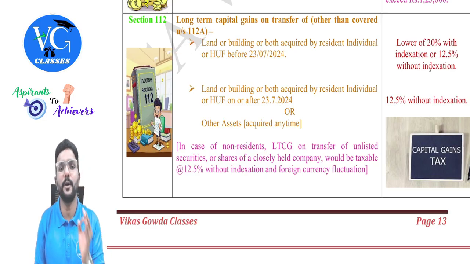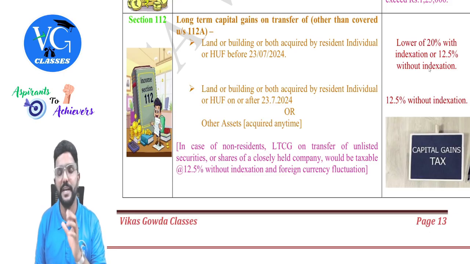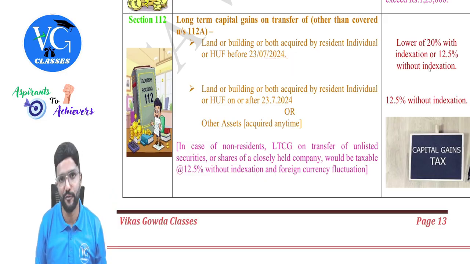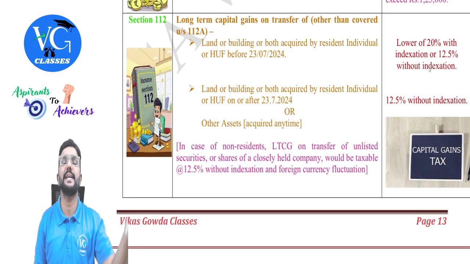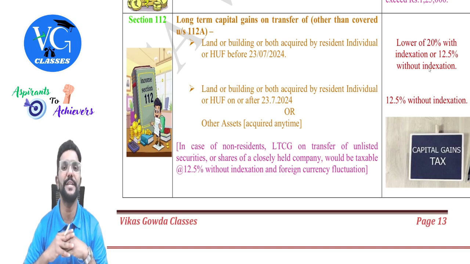First, land or building or both acquired by a resident individual or HUF. When did they acquire it, sir? On or before 23rd July 2024. Clear? This is an important date for capital gains, and it was important last year too, guys. Actually, the capital gains topic underwent a major change on 23rd July 2024. That is in the last financial year.